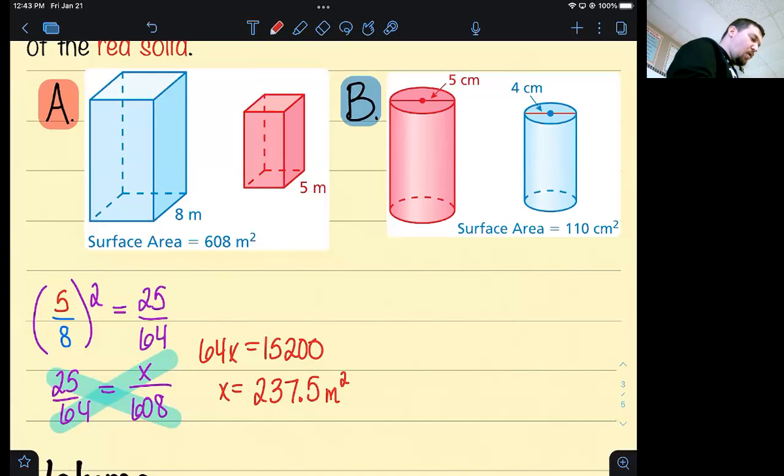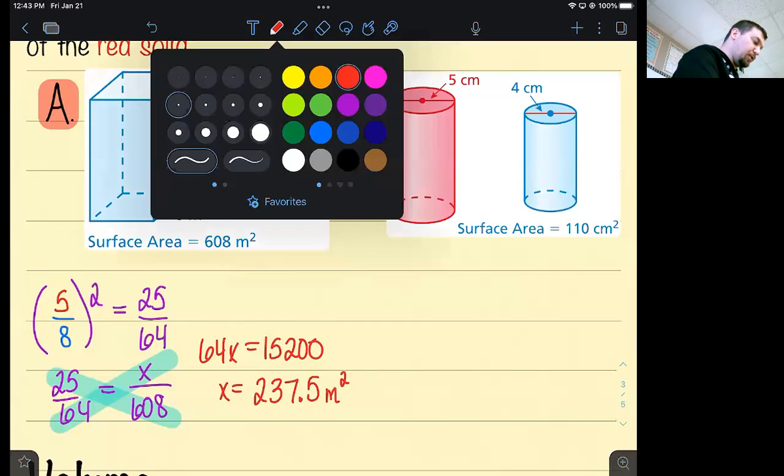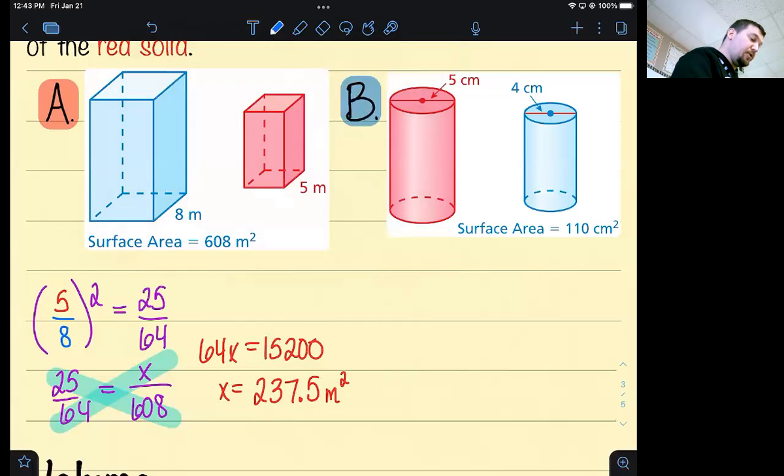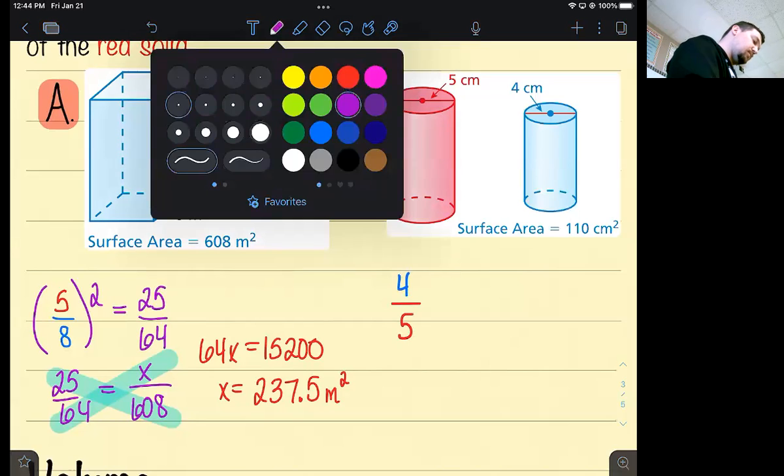Sky, tell me what your side length ratio was. Okay, so you did blue to red. You did not have to do 4/5. You could have used 5/4 as long as everything you did was consistent with the way you set it up. So you did 4/5. And then you squared that ratio. What'd you get?